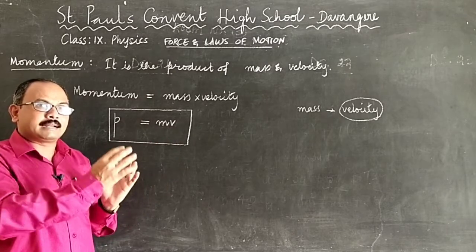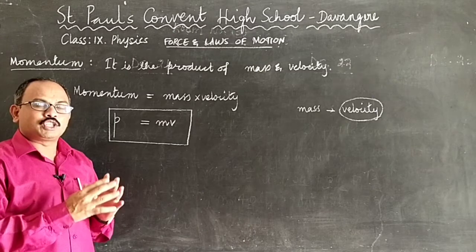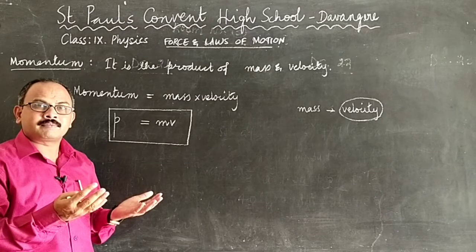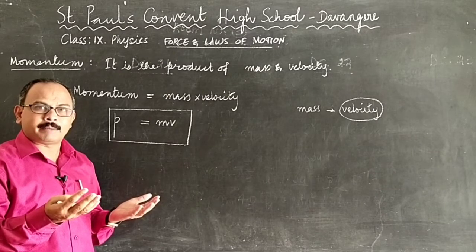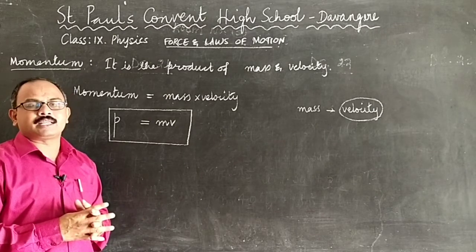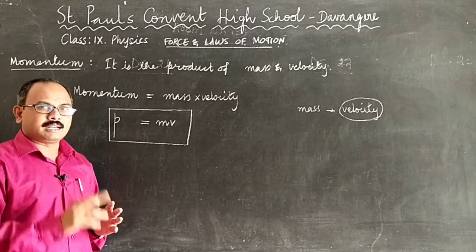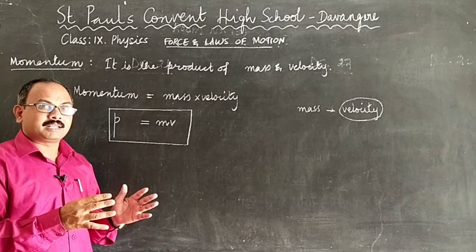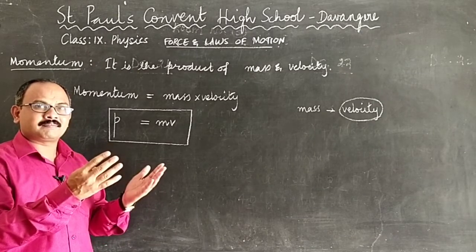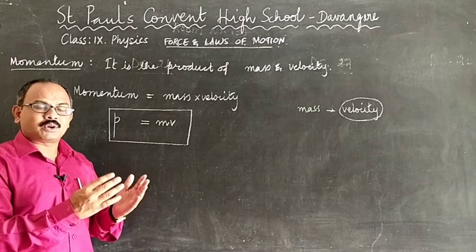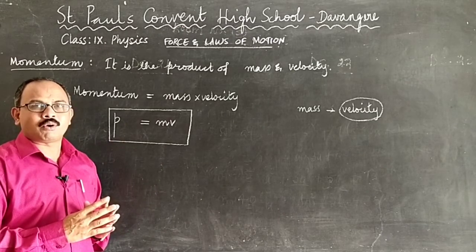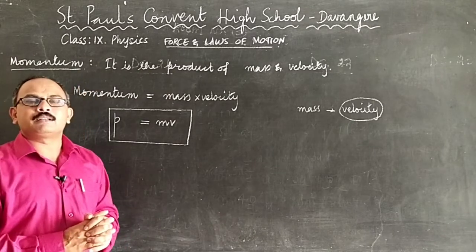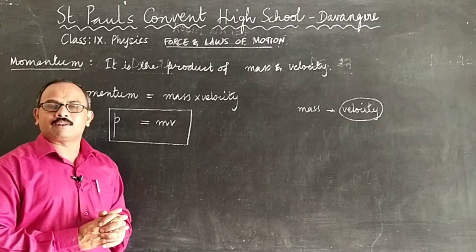Consider a scooter and a truck. Which one has larger momentum if both travel at the same velocity? Truck has more momentum because the mass of the truck is more than the scooter. Consider two cars. They have the same mass but are moving with different velocity. The car which goes with greater velocity has greater momentum. Therefore, momentum of a body depends on mass and velocity.